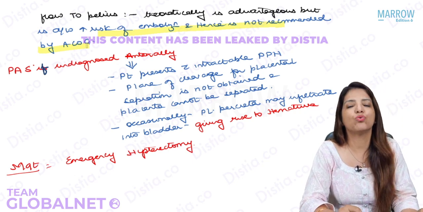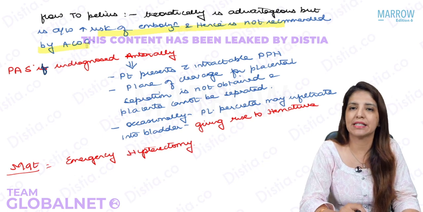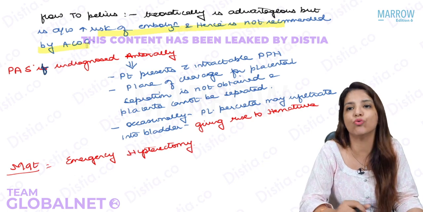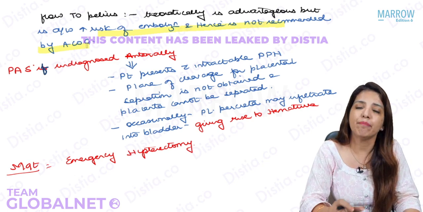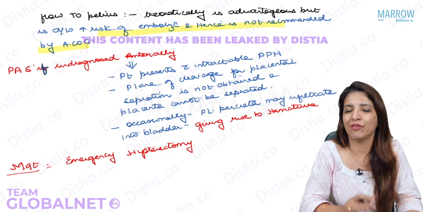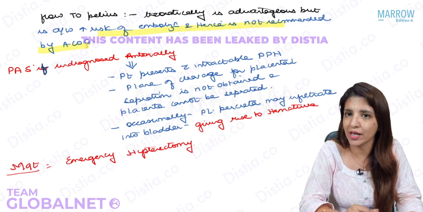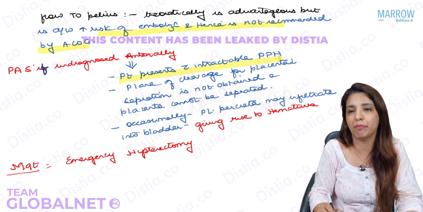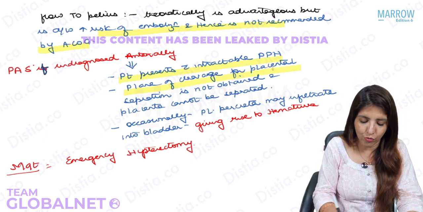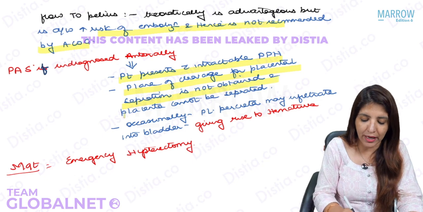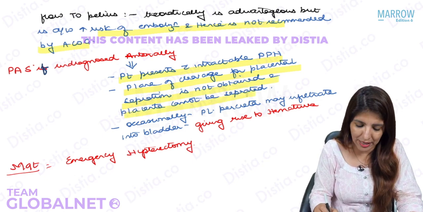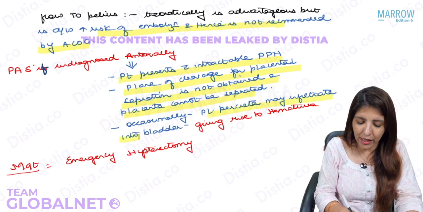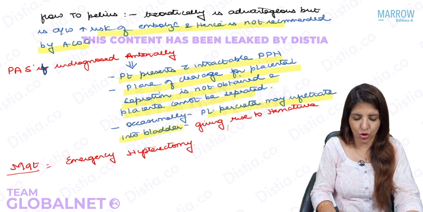But by chance, you are not able to diagnose a placenta accreta spectrum in the antenatal period, or patient did not come to you for any antenatal checkup and patient has come straight to you after delivery. How is this case going to present to you? In this case, patient is going to present to you with intractable PPH. The plane of cleavage for placental separation will not be obtained and you will not be able to separate the placenta. And occasionally, placenta percreta may infiltrate into the bladder, giving rise to hematuria.